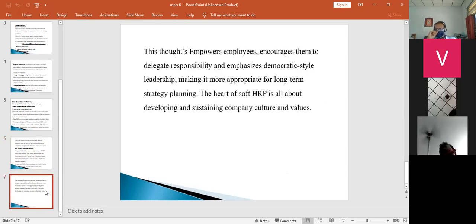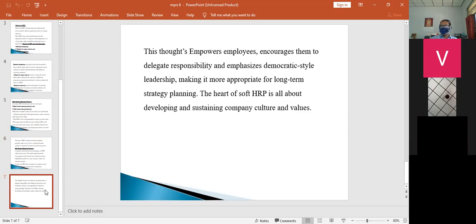This empowers the employees and encourages them to delegate the responsibility and emphasizes democratic style leadership, making it more appropriate for long-term strategy planning. And part of soft HRP is all about developing and sustaining the company's culture and values. These are about soft and hard HRP.